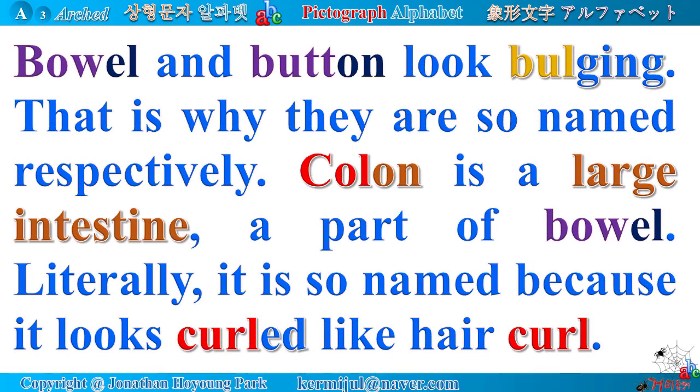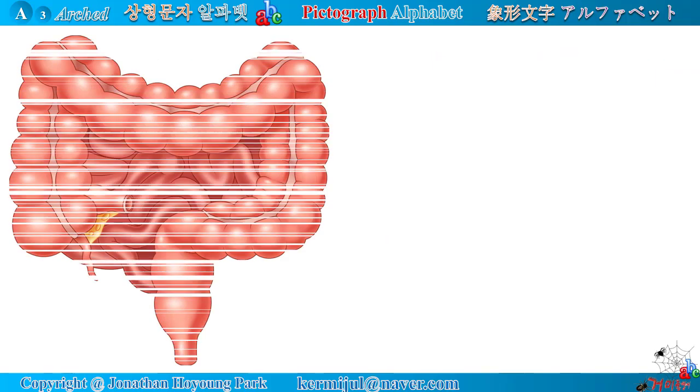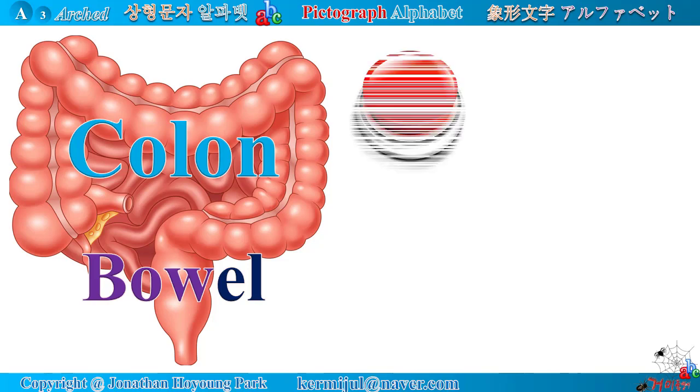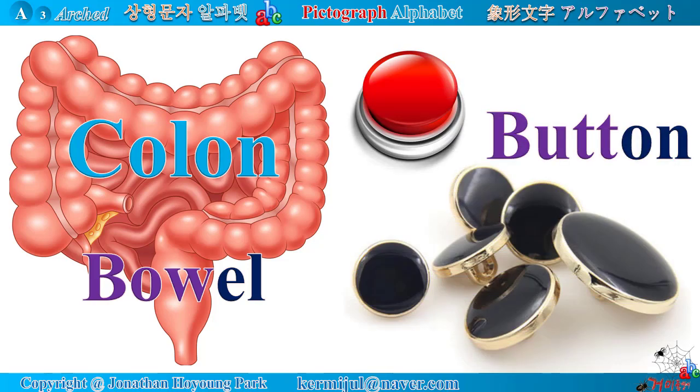Bowel and button look bulging. That is why they are so named respectively. Colon is a large intestine, a part of bowel. Literally, it is so named because it looks curled like hair curl. Look at the colon. It is very curly. Look at the button. It is bulged like a shield boss.